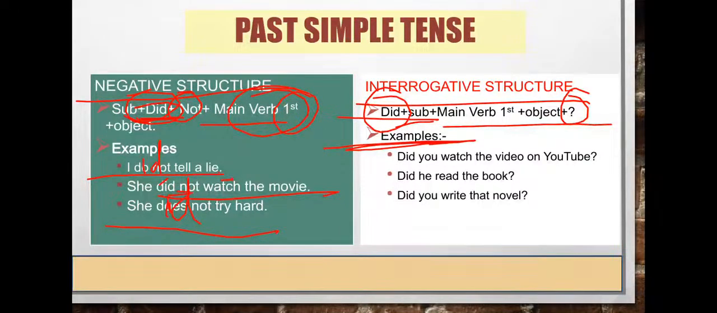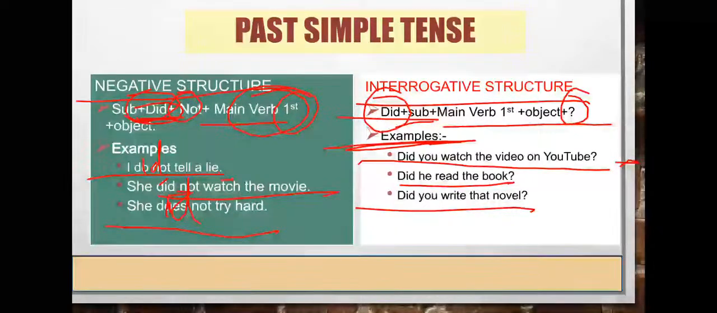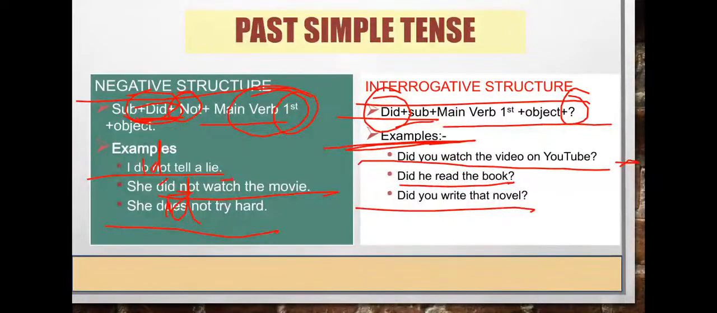Did you watch the movie on YouTube? I didn't watch any movie on YouTube. Okay. Did he read the book? Maybe. Did you write that novel? Have you done something in past, just recently? Then you will be using this one. For example, did he read the book? It means did he read in past, like right now, or a day before, 2 days before, 3 days before? We just don't want to mention the timing, like it has been done in past. That's just what we want to know.